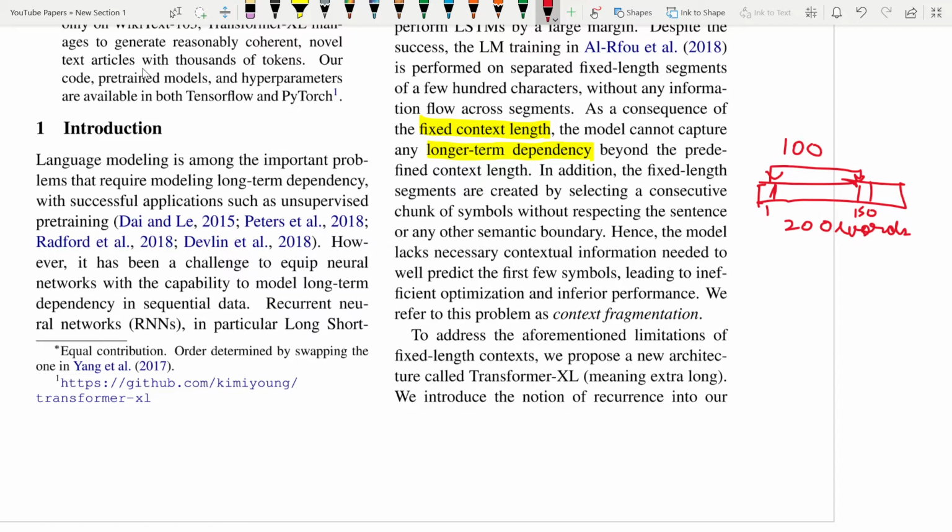Another thing which was lacking is that, in general, whenever language modeling is done, a huge corpus is used for training, right? So I'll just draw it this way. You'll have the first sentence, the second sentence, third sentence, and so on. I'm just drawing in terms of boxes.